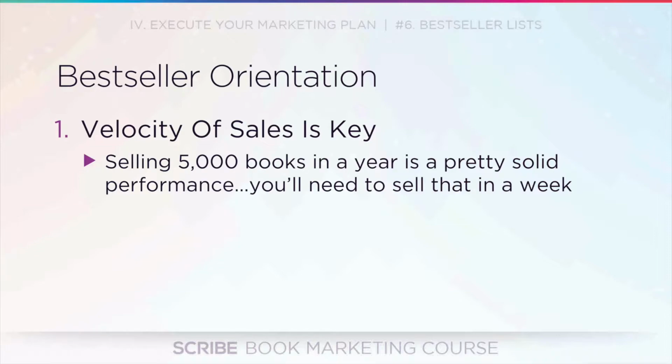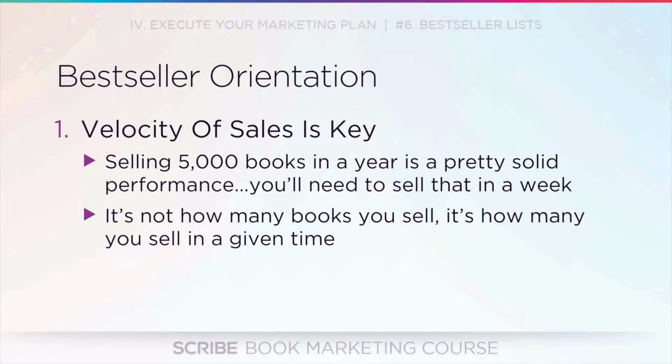Generally speaking, selling 5,000 copies of a nonfiction book in a year is a really good job, right? If you sell 5,000 copies, you're probably in the top 1 or 2% of nonfiction books. But the messed up thing is selling 5,000 books in a year won't get you close to a bestseller list. But if you concentrate those sales in a week, now you have a really legitimate shot of hitting those lists. And that's the key concept you have to understand for bestseller lists. It's not how many books you sell, it's how many you sell in a given time frame.